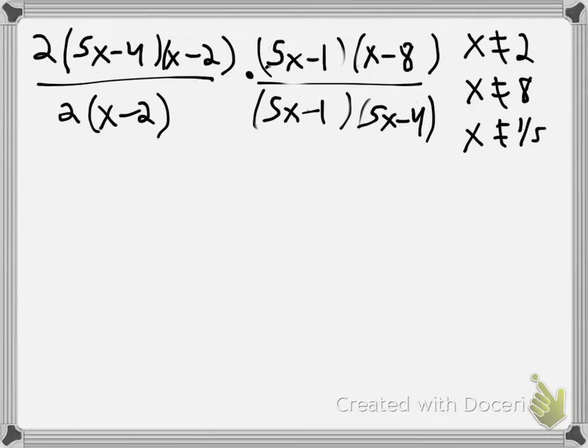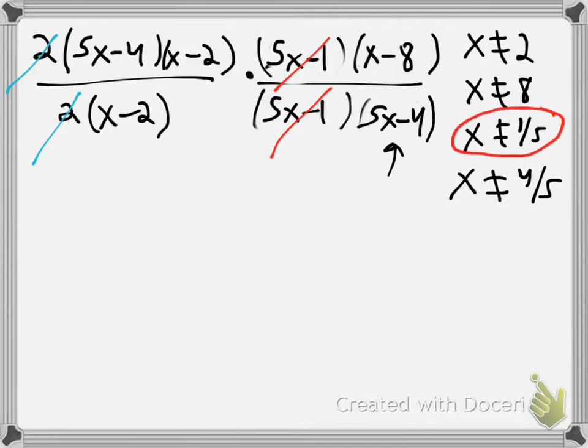So now the only other thing I have to do is state any new restriction I have. Well, I have now x can't equal 4/5. That's my new restriction. Now I'm ready to simplify. 2 over 2 cancels out. 5x minus 1 over 5x minus 1 cancels out, meaning my 1/5 is removable. X minus 2 over x minus 2 cancels out, meaning my x can't equal 2 is removable.